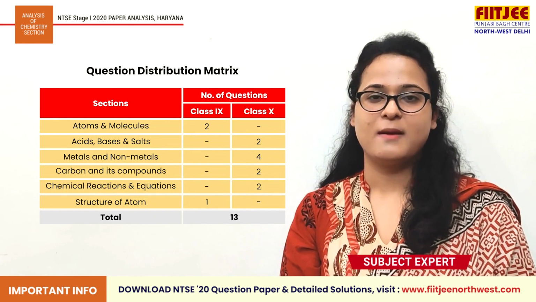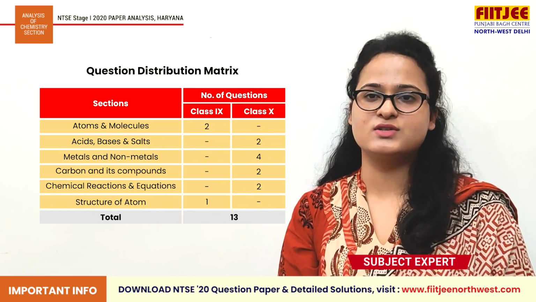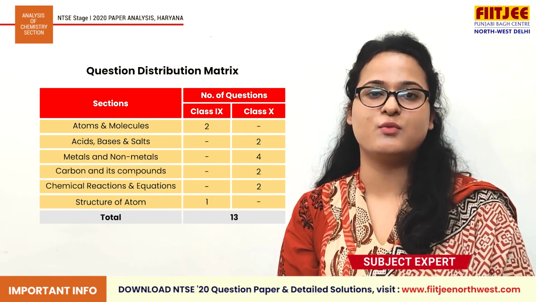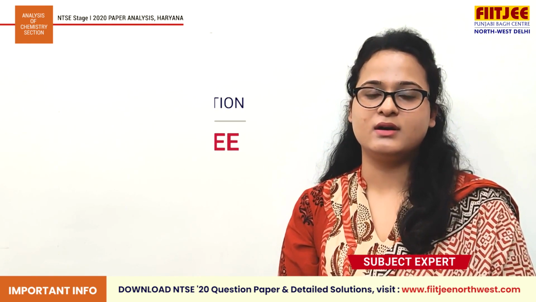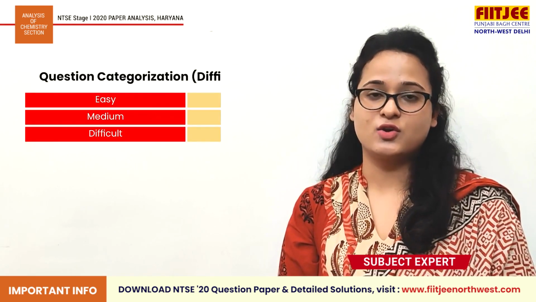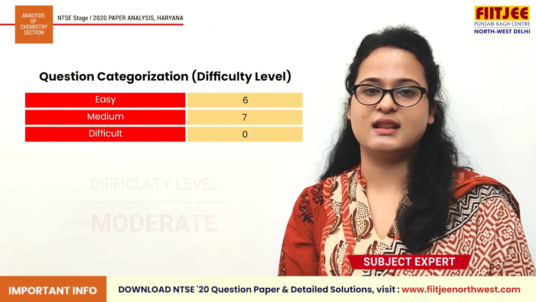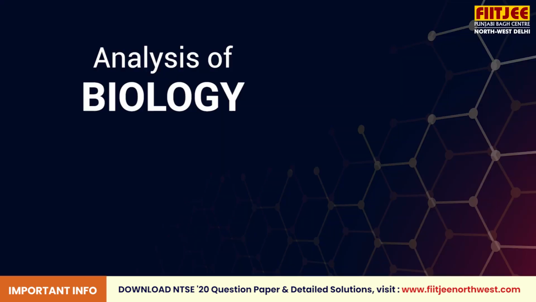In the chemistry section, there were 13 questions in the paper. The paper was heavily based on the class 10 syllabus and only 3 questions were from class 9th, which were mostly on mole concept. Students who have a strong grip on concepts and have appeared for all mock tests will definitely have an edge. There were no errors in the paper. The pattern of the questions was mostly the same as that of last year. In conclusion, with 6 easy and 7 moderate questions, the level of the paper was moderate.